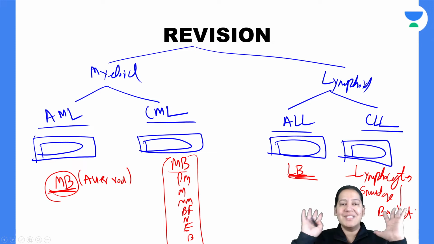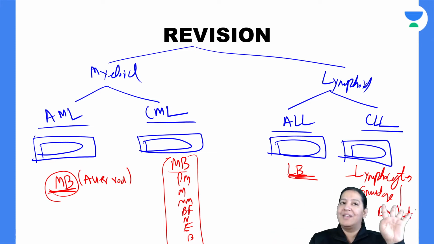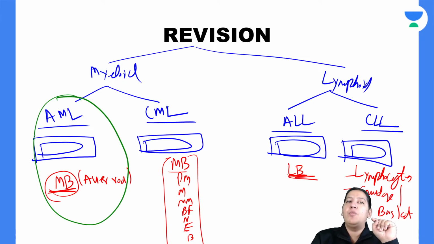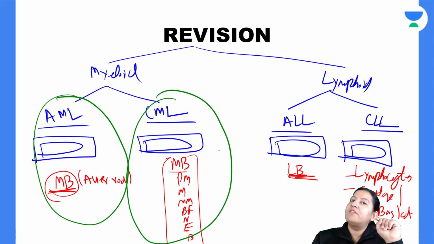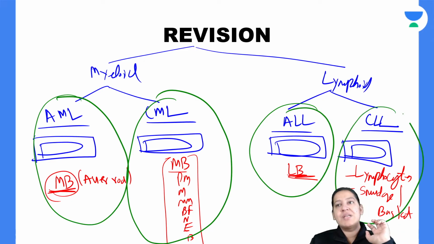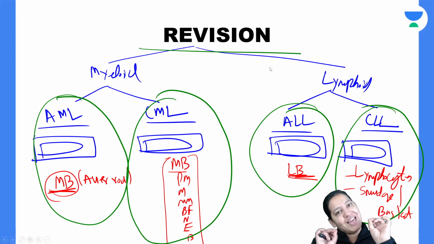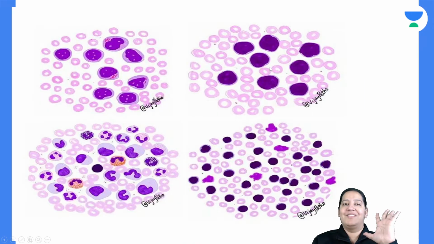Now see the beauty. This is the summary. No one in this world will teach you with this simplicity. So in AML only myeloblast, in CML along with myeloblast everything, in ALL lymphoblast, and in CLL mature lymphocytes with smudge and basket cells. So this is the summary. Now if I give you any image based question, you can correlate it.